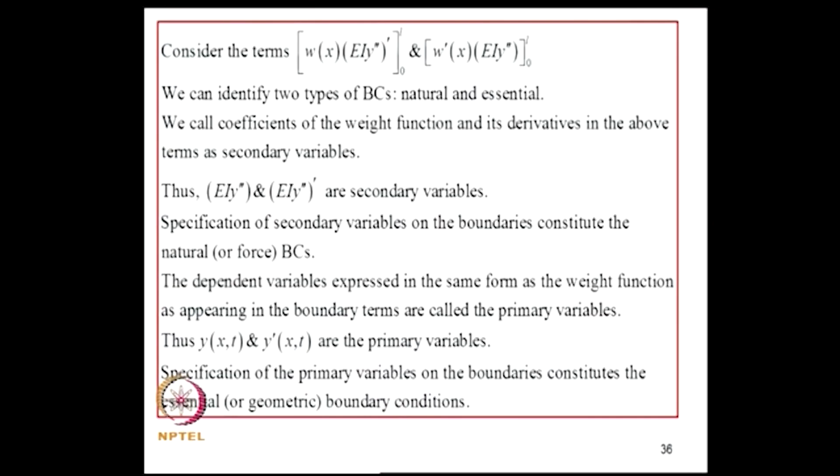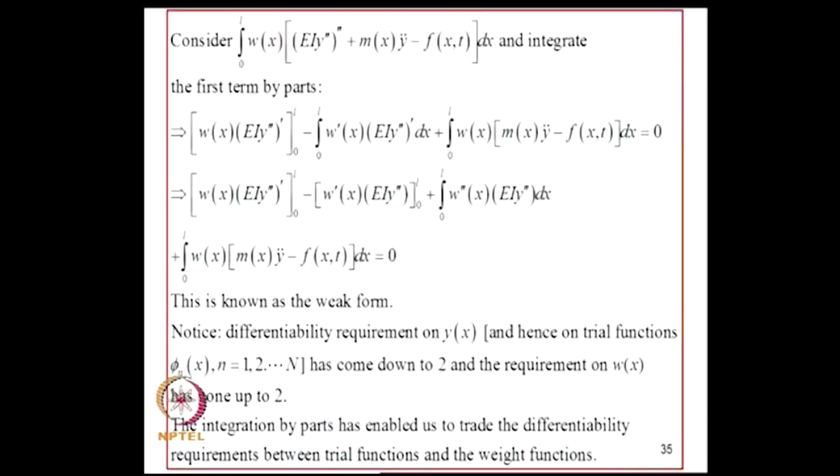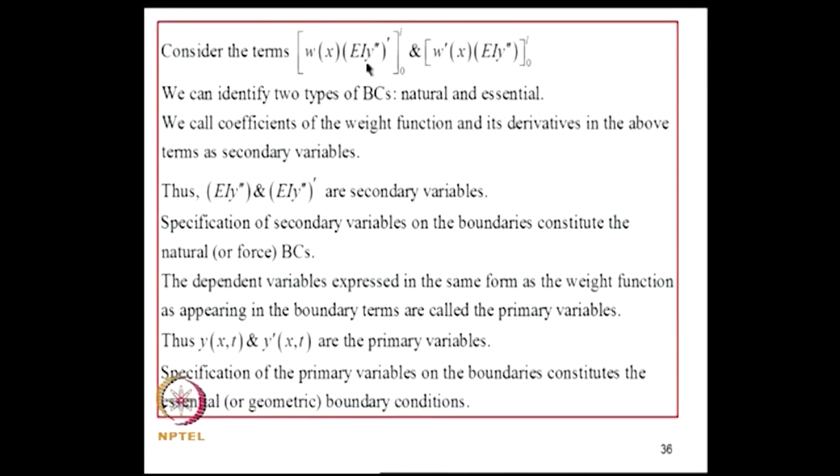Now, we have two more terms because of integrating by parts. Let us consider those two terms. These terms are associated with what happens at the boundaries x equal to 0 and x equal to L. So, these are clearly associated with boundary conditions. Based on this we can identify two types of boundary conditions, one set known as natural and the other known as essential.